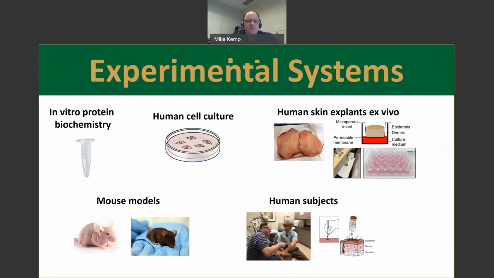So we use a variety of experimental systems in the lab, ranging from in vitro protein biochemistry to quite a bit of human cell culture. Then we also use actually discarded human abdominoplasty skin for a number of types of studies. And when appropriate, we use mouse models. And then we also use human subjects research. And so we will occasionally take skin punch biopsies from defined populations of people for our work.